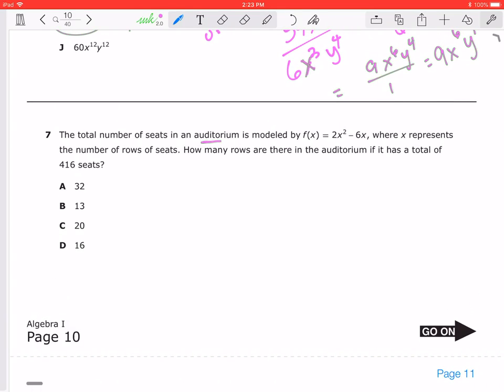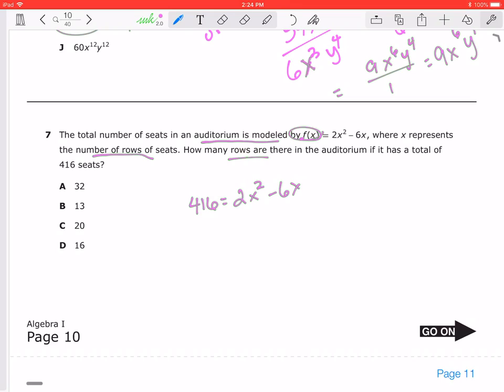Number 7. The total number of seats in an auditorium is modeled by the function, where x represents the total number of rows of seats. How many rows are there in the auditorium if it has a total of 832 seats? So the x represents the rows, and we're given the number of seats. So we're going to rewrite our equation: 416 is equal to 2x squared minus 6x. So now we need to solve for x.